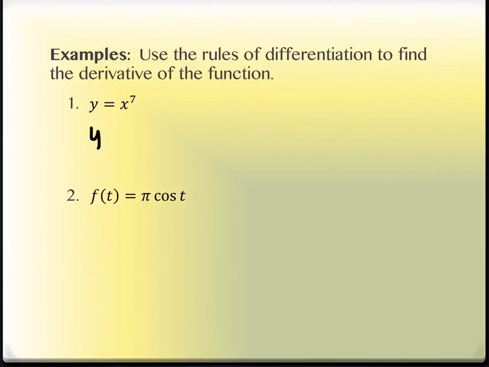Okay, so we've got y equals x to the 7th. The directions say to use the rules of differentiation to find the derivative of the function. So what I'm actually doing in this problem is shortcutting that limit definition from before. If I were to do the limit definition on this problem, the next thing I would have to do is write down limit as h goes to 0, and then I would have x plus h to the 7th minus x to the 7th all over h.